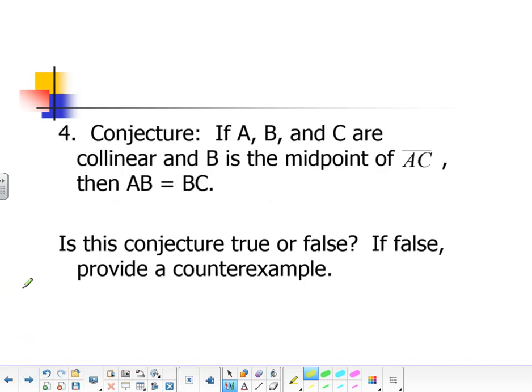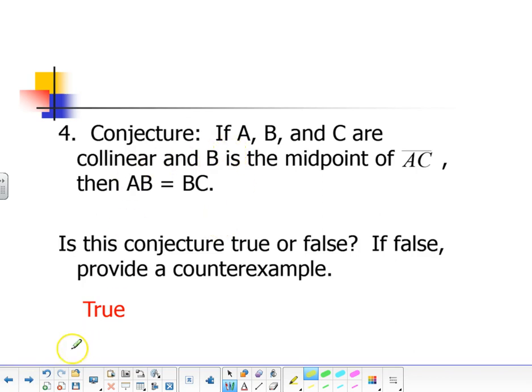All right, if A, B, and C are collinear and B is the midpoint of AC, then AB equals BC. Is this conjecture true or false? Okay, that's true because there's no way you can draw that or create that without that being true. And that's the definition of a midpoint, is that it divides a segment into two congruent or two equal segments.